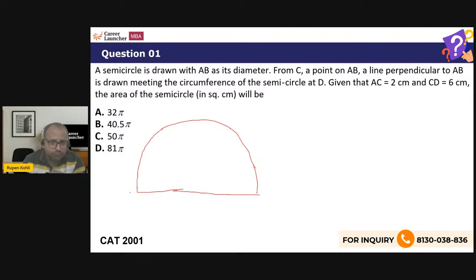Now from C, a point on AB. So AB is the diameter, and somewhere there's a point C, let's say somewhere around here. A line perpendicular to AB is drawn, meeting the circumference of the semicircle at D. So this CD is drawn perpendicular to AB. Given that AC is 2 centimeters and CD is 6 centimeters, we are asked to find the area of the semicircle. Obviously, the area of the semicircle will be half of pi r square, where the radius is the only thing we have to find.